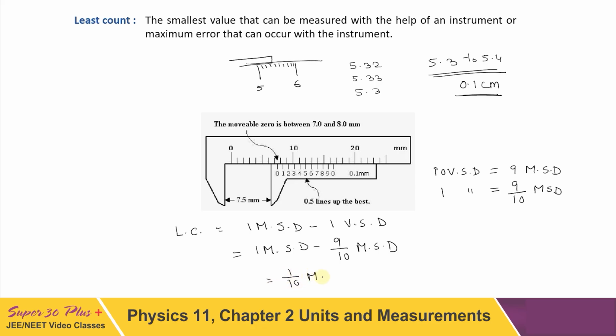Now what is 1 by 10 MSD? 1 MSD, as we can see directly, is 1 by 10 centimeter or 1 millimeter. So it will come out as 1 by 10 millimeter, or it will be 1 by 100 centimeter. This is least count of a vernier caliper.